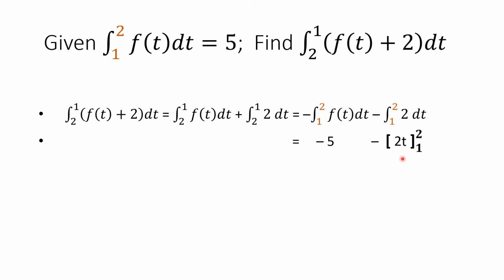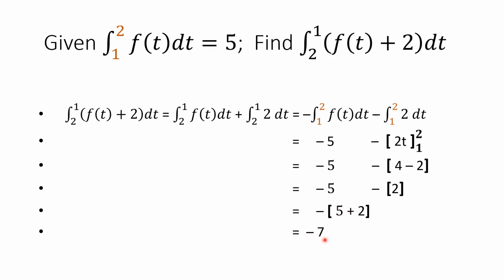If we do the math, we plug in 2 instead of t, and then minus plugging in 1. That will give us 4 minus 2, and the ultimate answer will be negative 5 minus 2, and that will give us negative of 5 plus 2, which is equal to negative 7. That is the answer for this question. Let's move on to the next question.